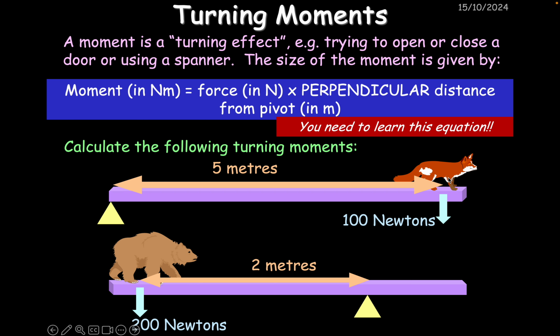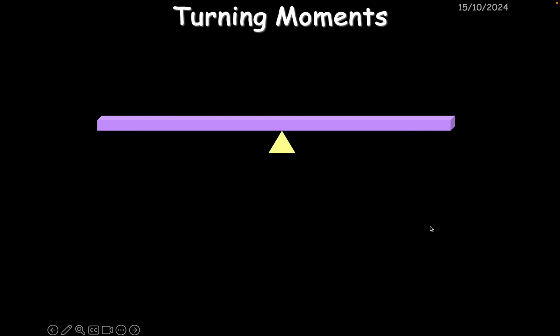The fox is going clockwise, because here's the center of the clock, and it's turning it clockwise. From 3 o'clock it will go towards 4, and the bear is going from 9 o'clock down towards 8 or 7 on the other side of the clock. So this is going anti-clockwise, against the clock, and this is going with the clock, so it's clockwise. All right, so that's the basic definition and how you calculate moments.